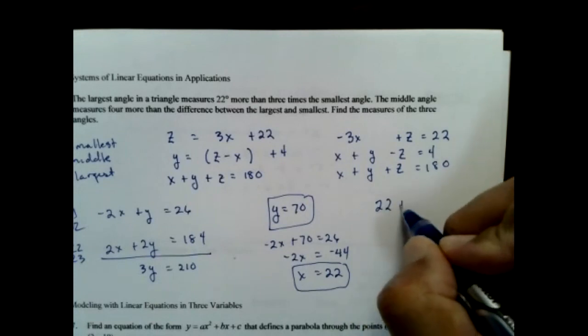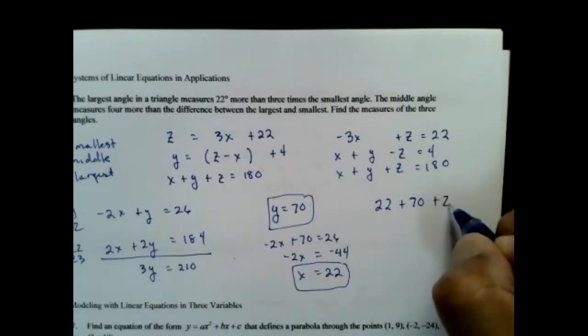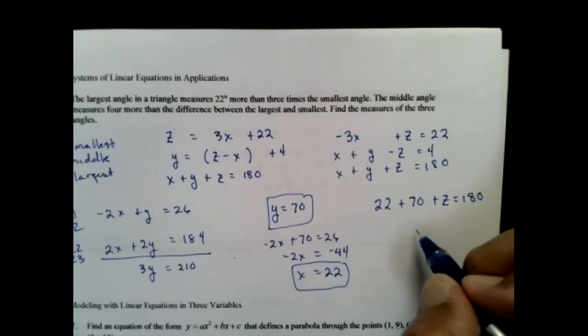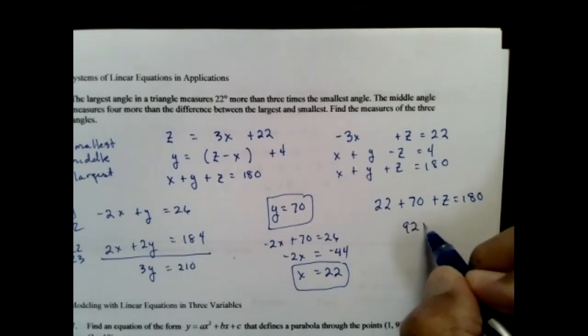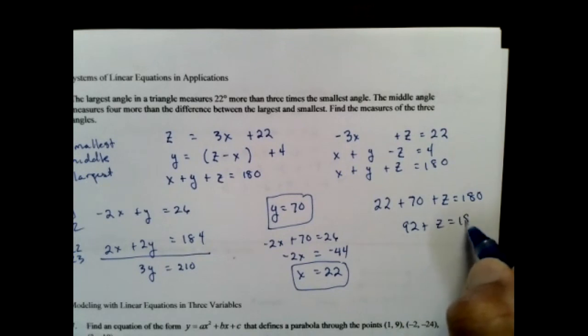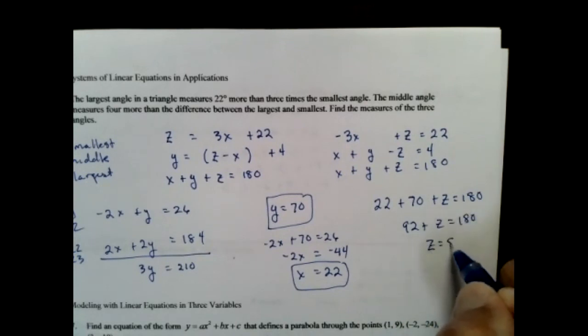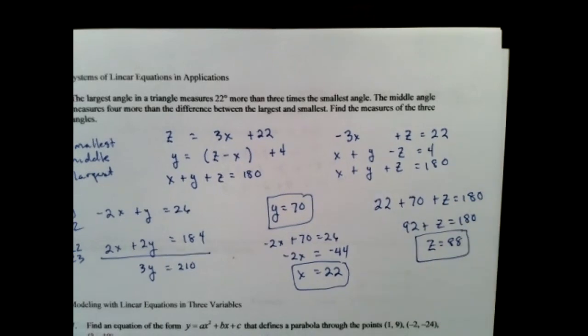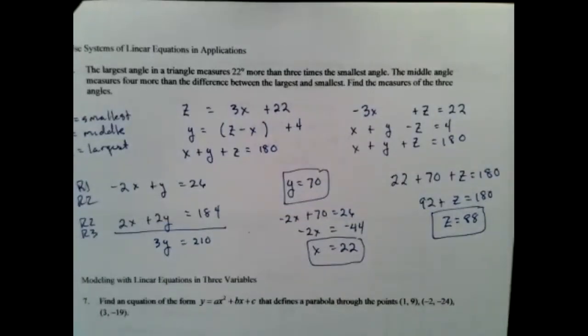Luckily, these are all good angle measures. x plus y plus z equals 180. 92 plus z equals 180. And it looks like z is going to be 88. Yay, for those of you that got it. Okay. Questions on section 5.2? Questions on section 5.2.